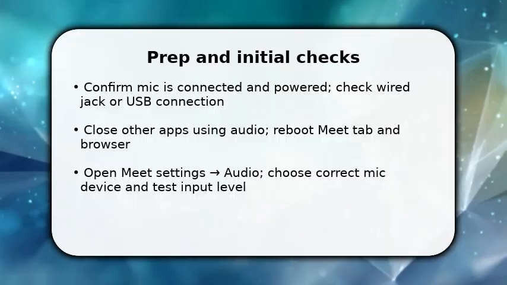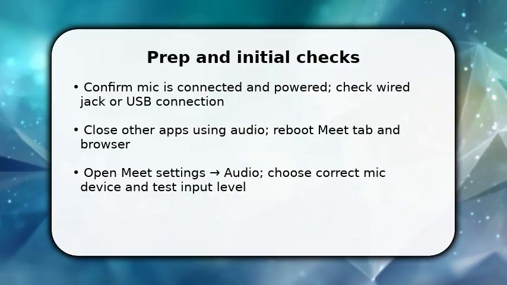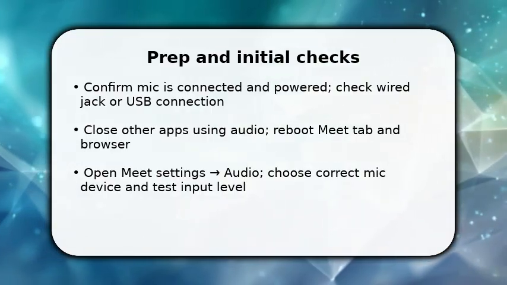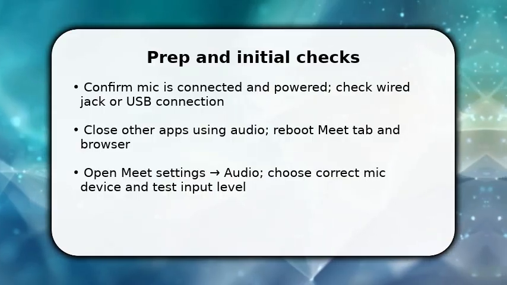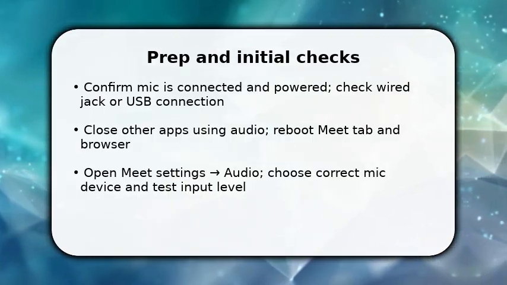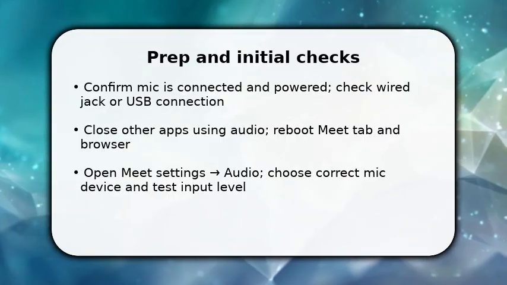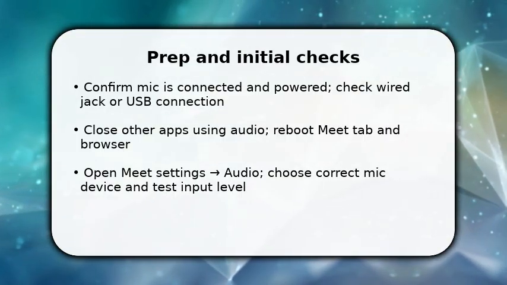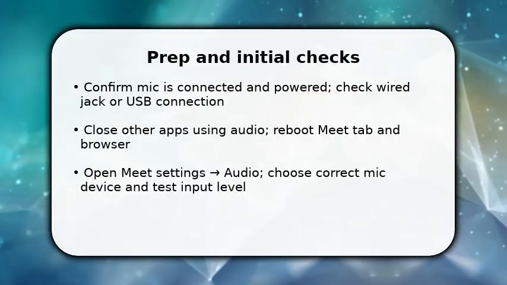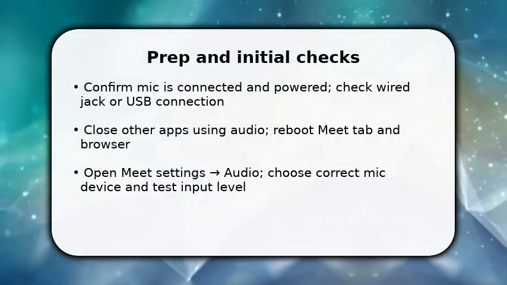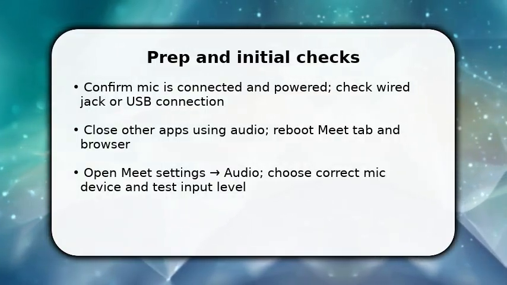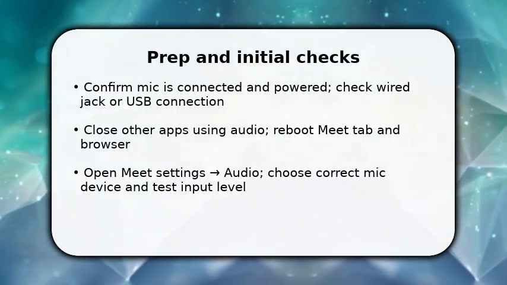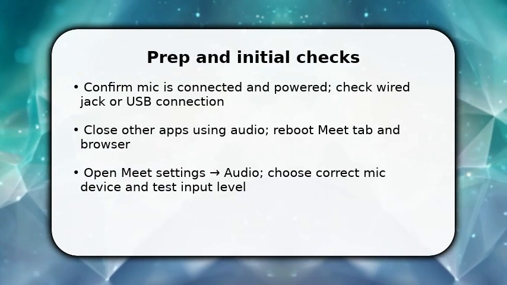Enjoy the video. You start by confirming physical and OS prerequisites. Make sure your microphone is plugged in, powered, and visible in the system sound panel. Once done, quit apps that might lock audio and reload the Google Meet tab so it can re-enumerate devices. Then open Meet settings, select the microphone you intend to use, and speak to watch the input meter. This verifies the browser recognizes the device and gives you an initial signal check before deeper troubleshooting.